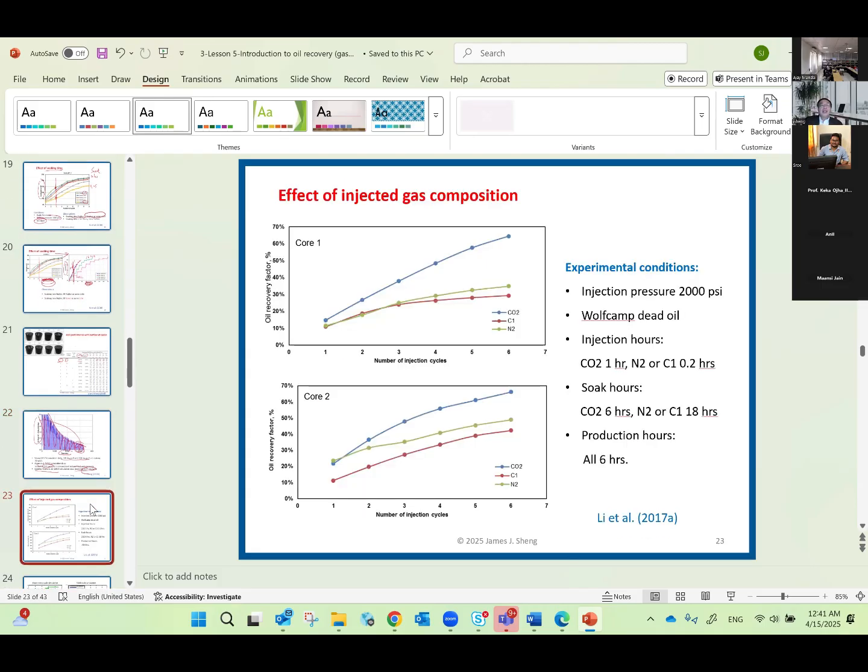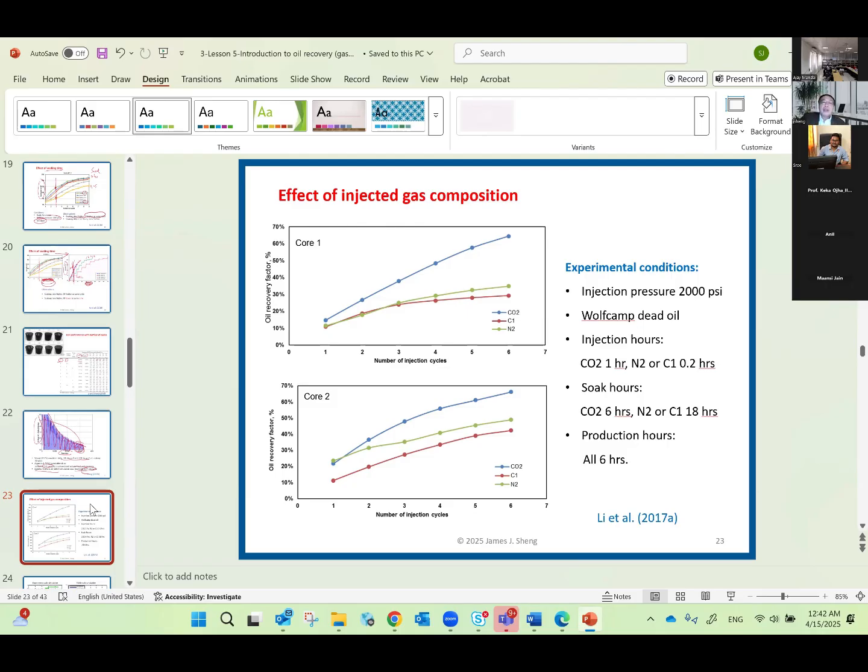Okay. Next one is, so far we could inject gas. We could inject nitrogen, and we could inject methane, and we could inject CO2, right? So what kind of gas is favorable for oil production?